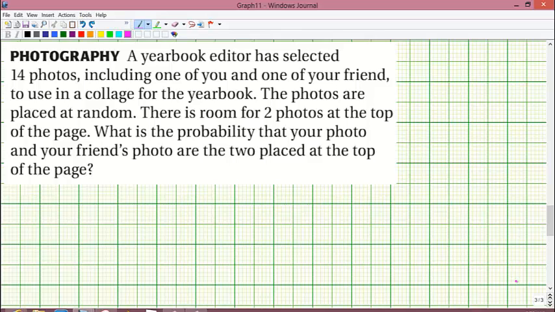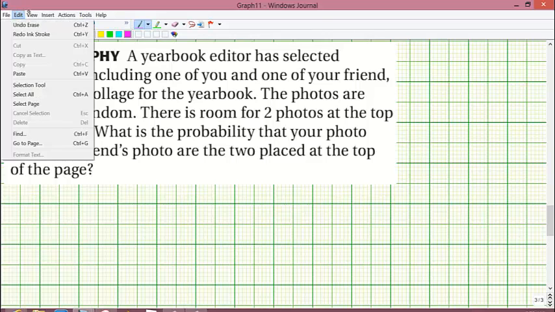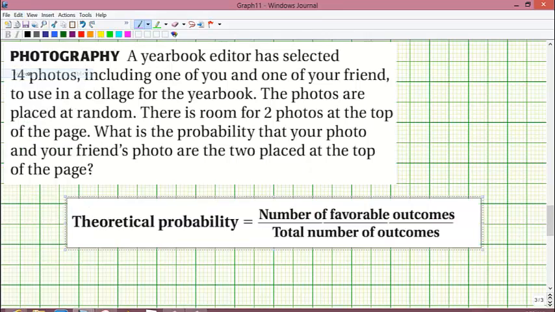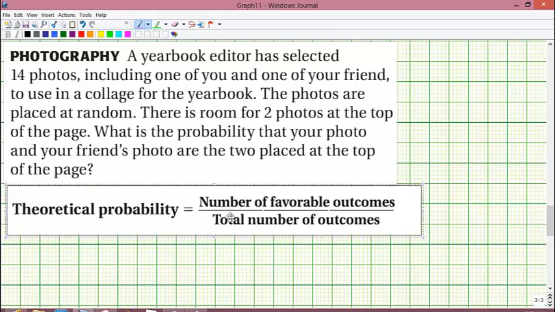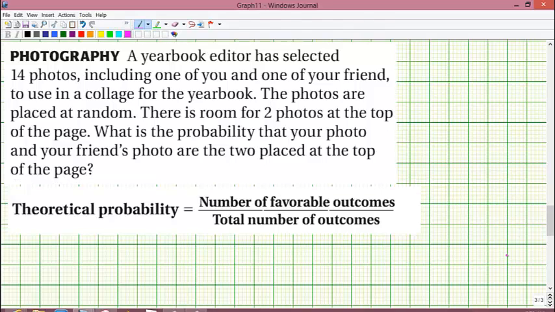So let's remind ourselves what probability is. So there's the probability calculation. The theoretical probability is the number of favourable outcomes divided by the total number of outcomes. Let's look at the total number of outcomes first. Now this is a combination. The point about this is the order of the pictures is not important. The photos are placed at random. There's room for 2 photos at the top of the page. It doesn't matter which one's first, you and your friend or your friend and you.